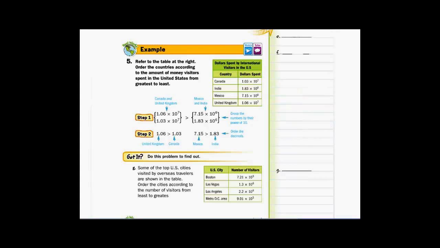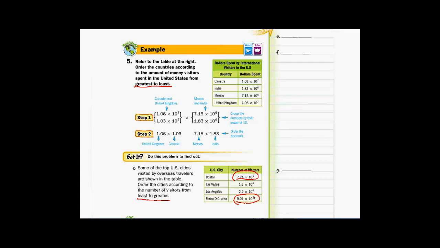All right, back with G. I need to look at my exponents. I've got 10 to the 5th right here and a 10 to the 5th right here. It says this time least to greatest. Make sure you are looking at your directions. The example before it said greatest to least. This one says least to greatest. Just depends, whatever they want.